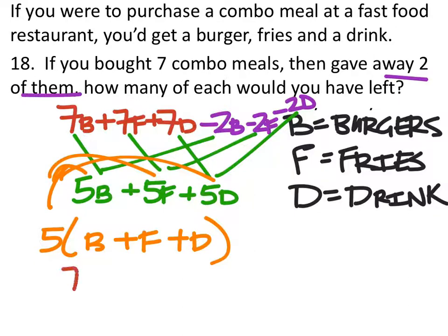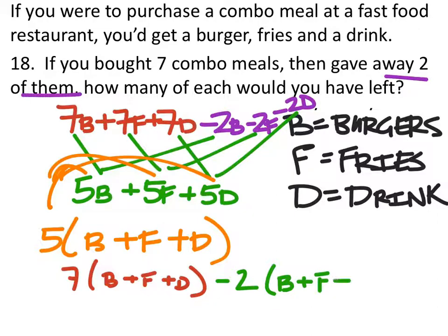So yeah, you'd have 7 sets of combo meals, right? So that's a burger, a fry, and a drink. But we're going to give away 2 of these combo meals, so that'd be 2 sets of burgers, fries, and drinks. Okay? Now, what we had written in red and purple, there were 6 terms, but what we have written at the bottom here only has 2 terms, right? Separated by the subtraction in green.